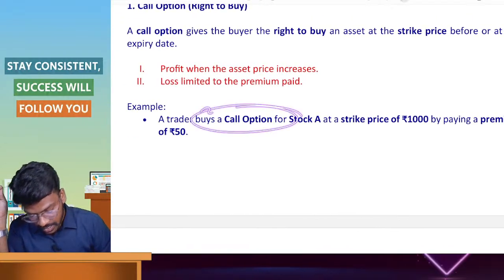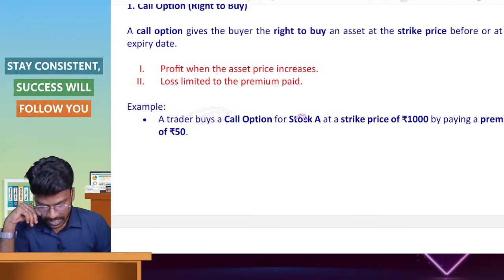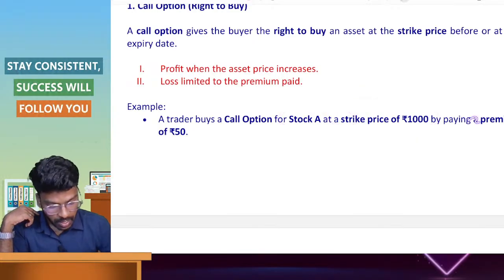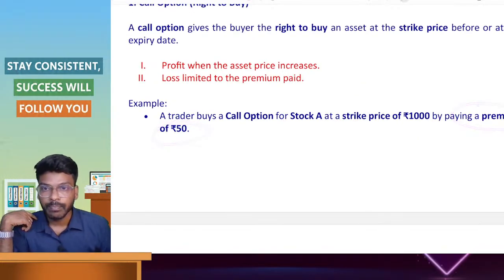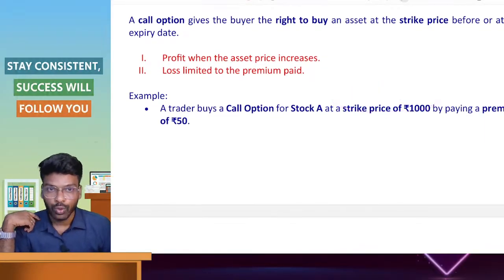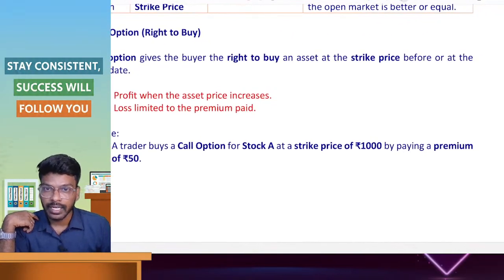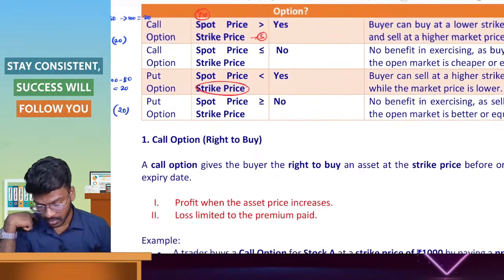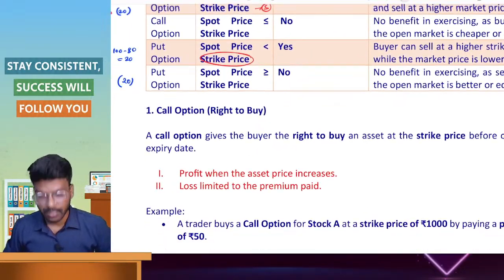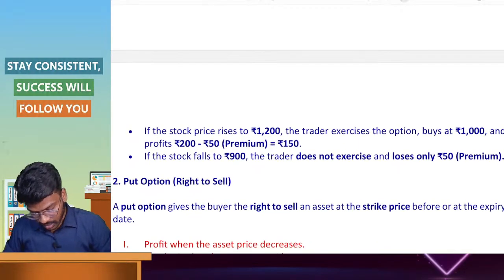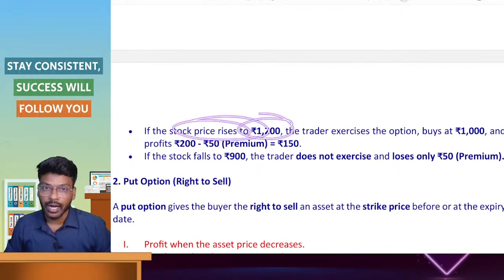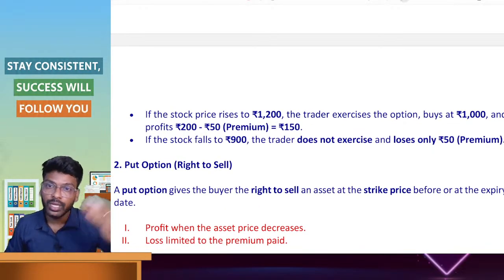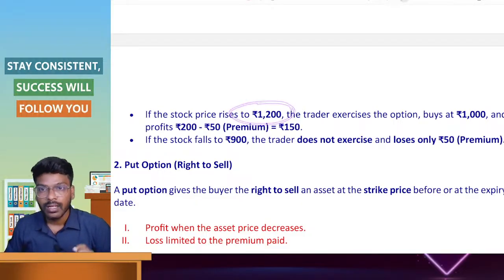Example, the trader buys the call option. Okay. Buys the call option for a stock. Strike price is 1000 rupees by paying premium amount of 50. Okay. Strike price is 1000. Okay. When will you exercise the option in case of call option? If the maturity price increases. Okay. If the maturity price increases, then if the stock price rises to 1200, then trader will exercise the option. Okay. Price actually raised above the strike price. Price is more than the strike price.